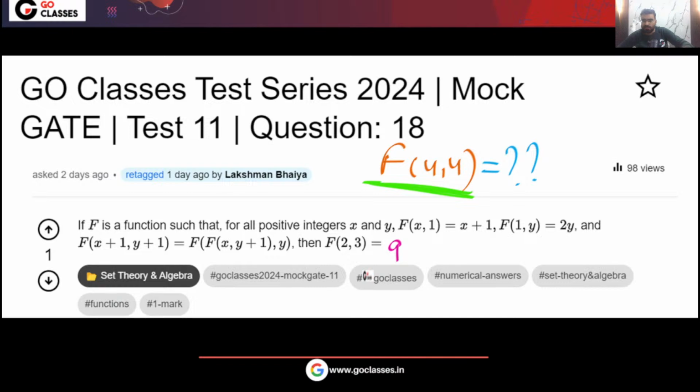Anyone want to suggest what is the efficient way? If this same question comes in the GATE exam, and let's assume they are asking you what is f4 comma 4, then what is the most efficient way to solve it? Getting the answer is not enough. Yes or no? If you are using this method, you will take maybe 5 minutes, 10 minutes. But maybe there is some other student who will take 1 minute. So remember, you can save a lot of time if you know the efficient way. So always solve the question by an efficient way.